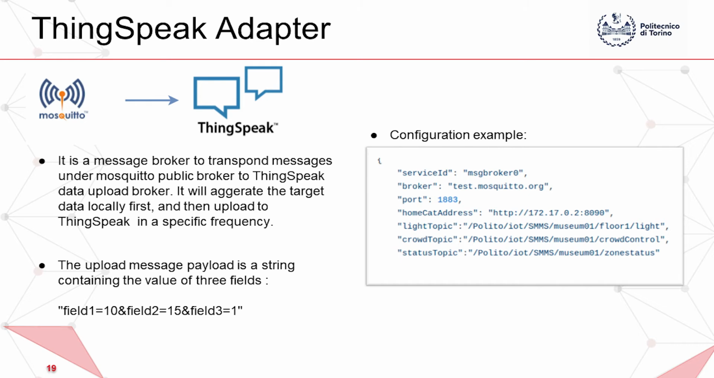The ThinkSpeak adapter is a message broker to transpond messages, from the Mosquitto public broker to the ThinkSpeak data upload broker. Due to the limit of upload frequency of ThinkSpeak, it will aggregate the target data locally first, and then upload to ThinkSpeak at a specific frequency. During uploading, the aggregated data will be transformed to a stream in the format as the example shows.